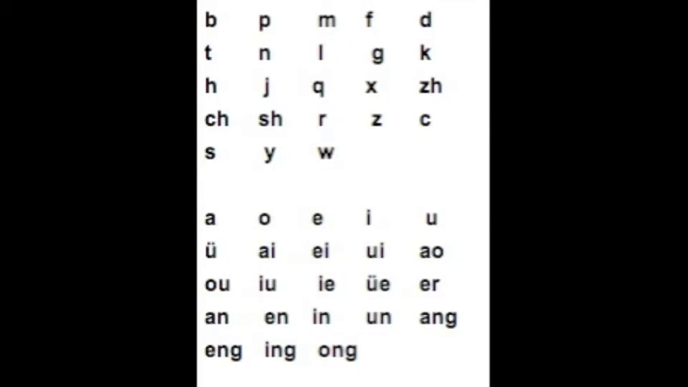Now let's learn pinyin's pronunciation. There are two groups of them. The top group is called initials and the second group is called finals. When we show the pronunciation of a character, most of the time we use one initial in the front and one final following.